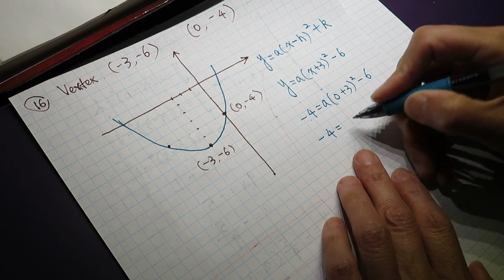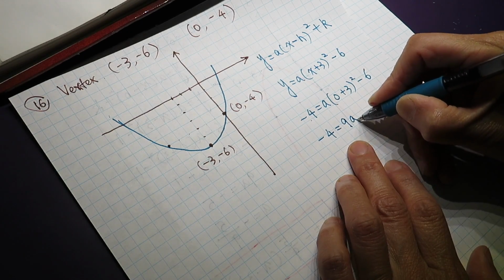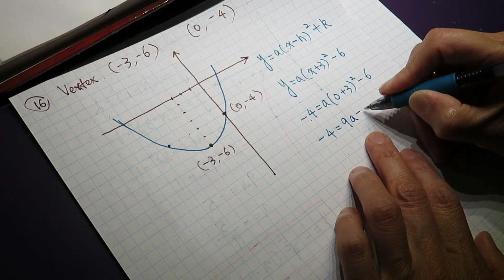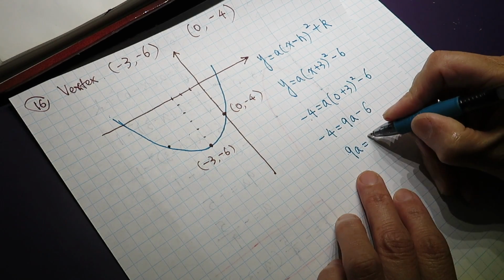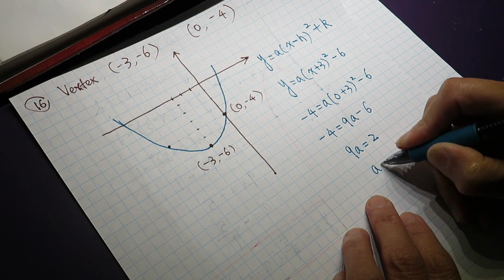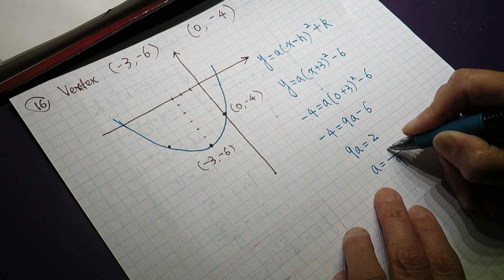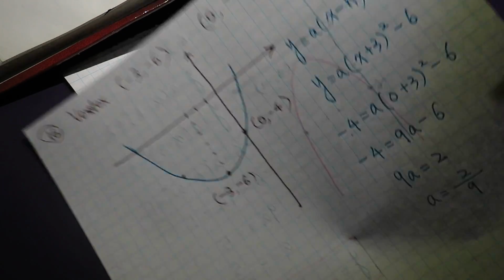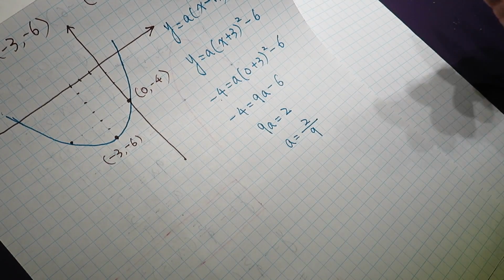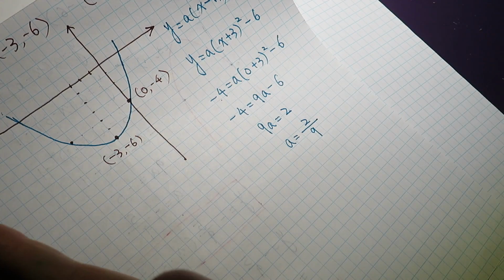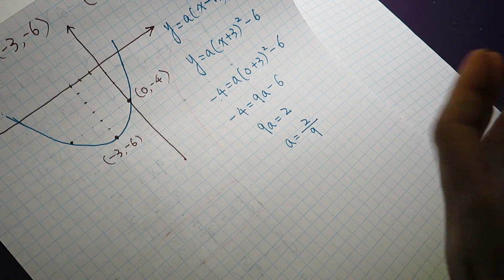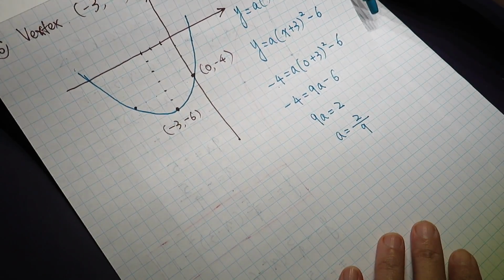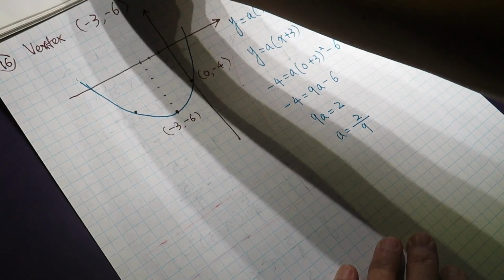-4 equal 9a minus 6. So 9a equal positive 2. A equal 2/9, right? It is smaller than 1. See? Yeah. When it is fat, it is smaller than 1. It is a smaller number. Okay.